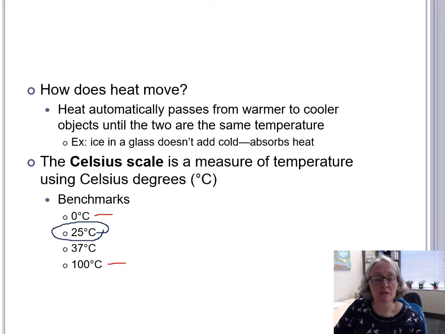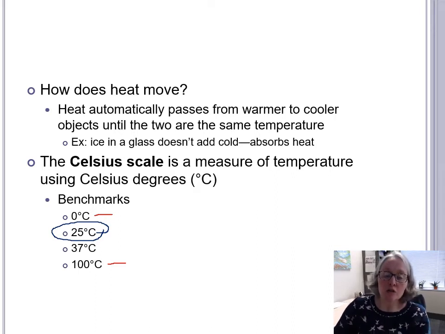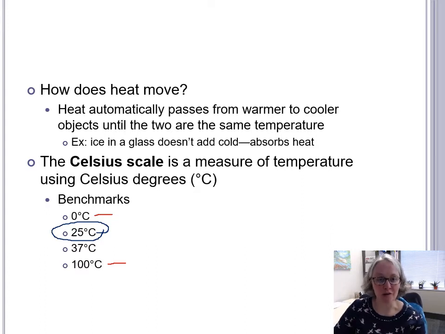25 degrees Celsius is an important value to know because this is what we often refer to as just standard room temperature. In lab, if you're asked to run an experiment at 25 degrees Celsius, you should go ahead and do this right on your lab bench. You don't need a special refrigerator.